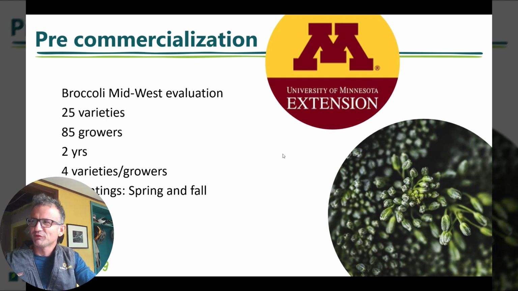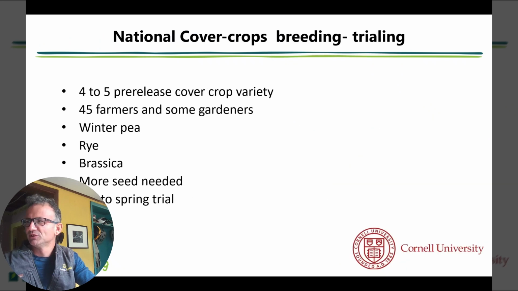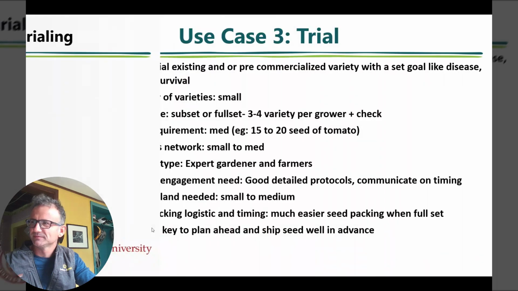Trialing and late breeding may be the easiest to start. Here's an example of broccoli where you have a problem, that's a disease, and you need to find new varieties for a grower for that disease. That was 85 farmers, 2 years. Each farmer had 6 varieties plus a check. We had different plantings. We also have cover crop trials in a similar manner, to see what cover crops work well, with 45 farmers, and pre-release varieties tested in a broad space. So small variety entry list, a couple years of trialing.